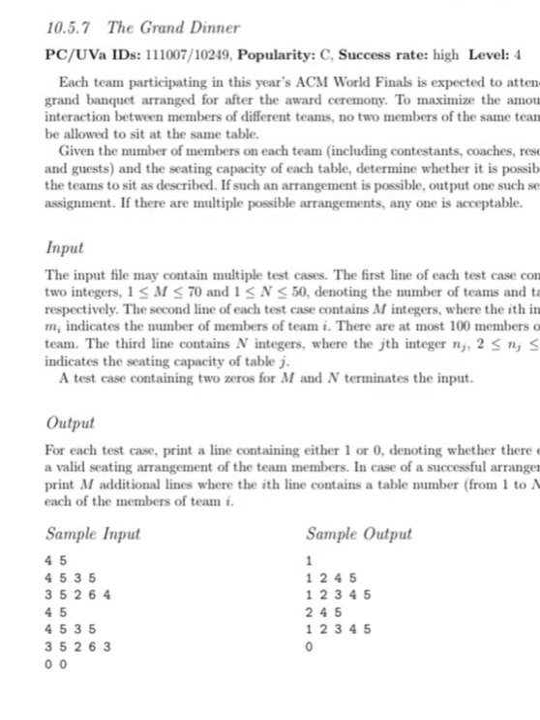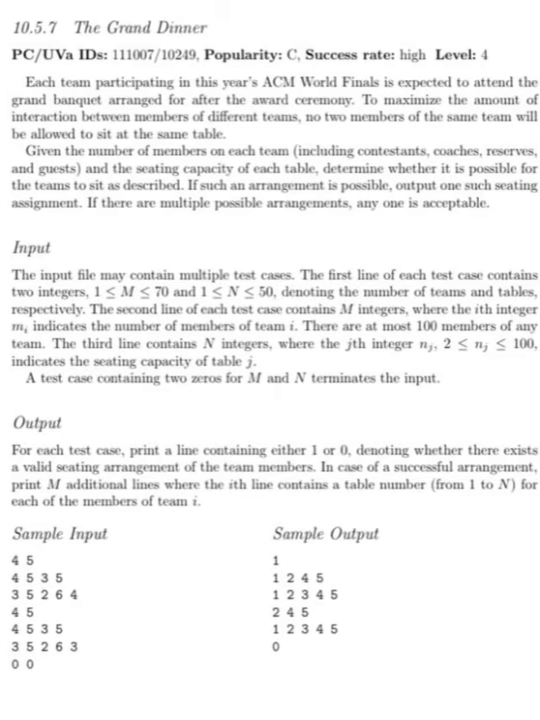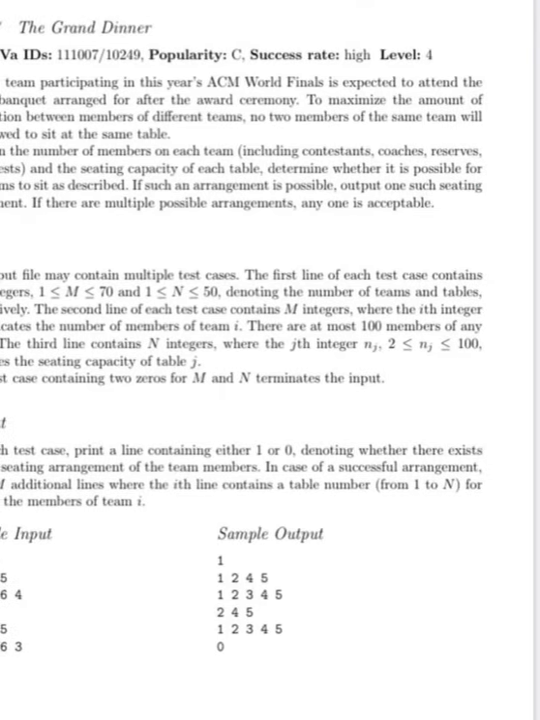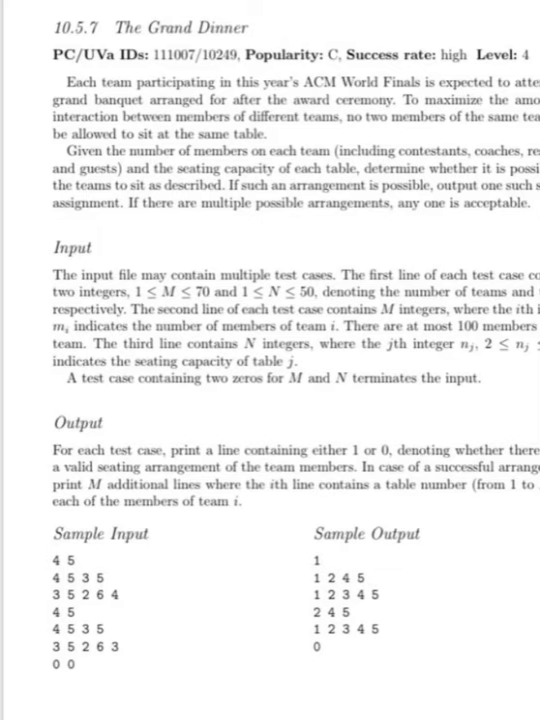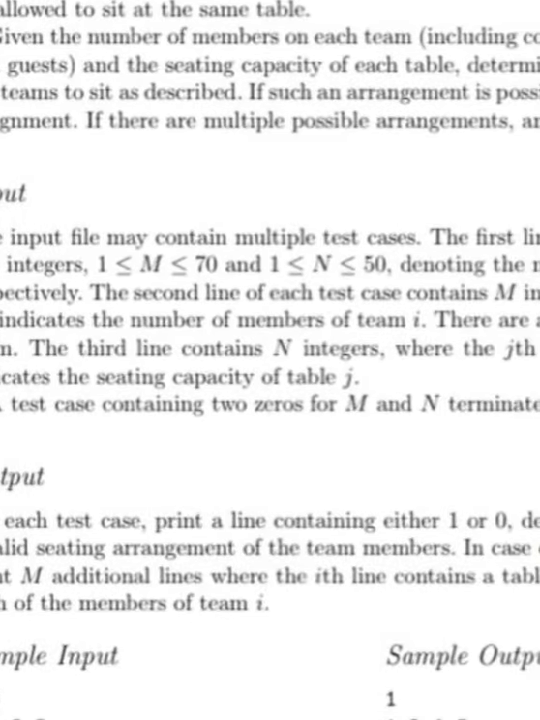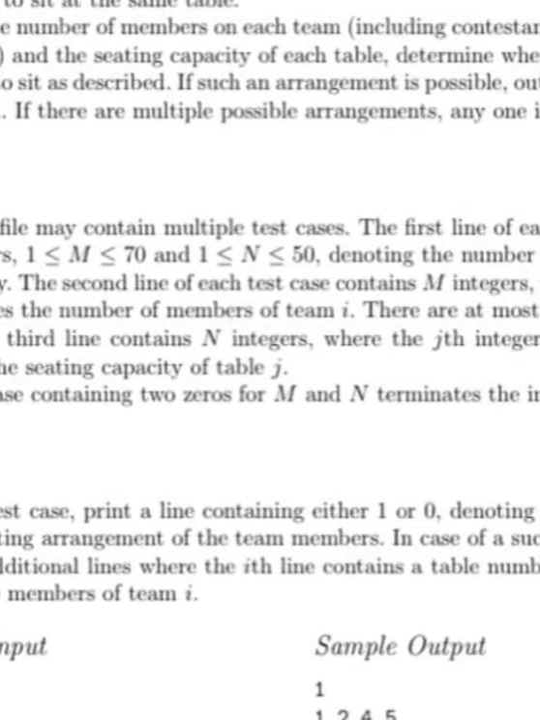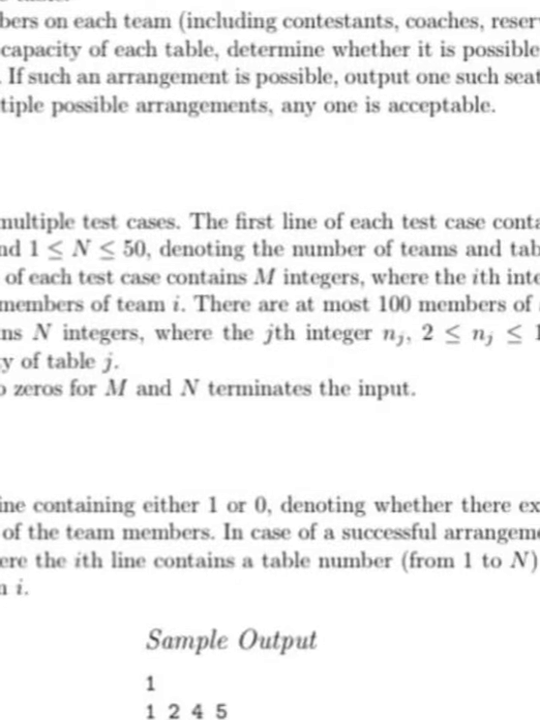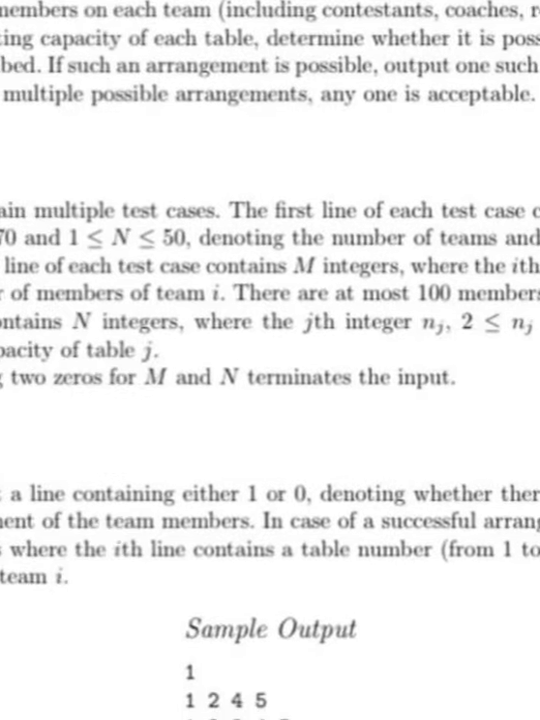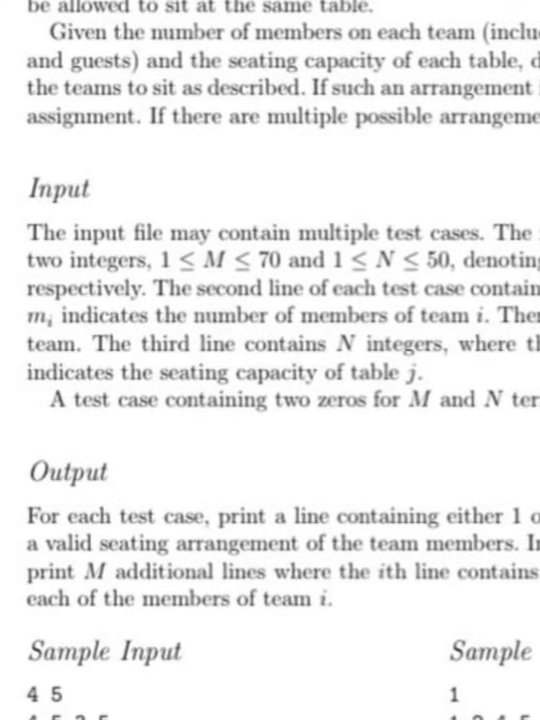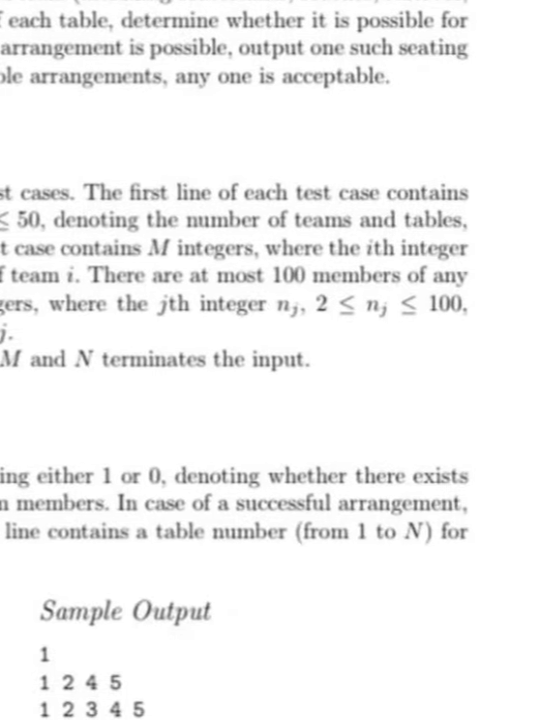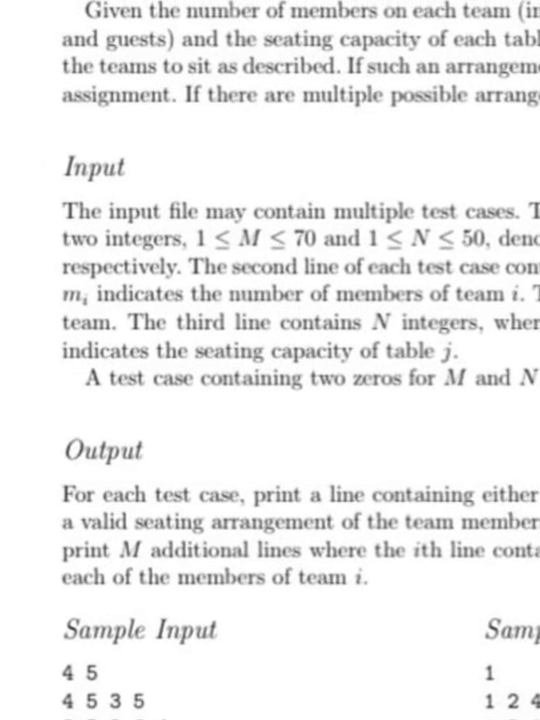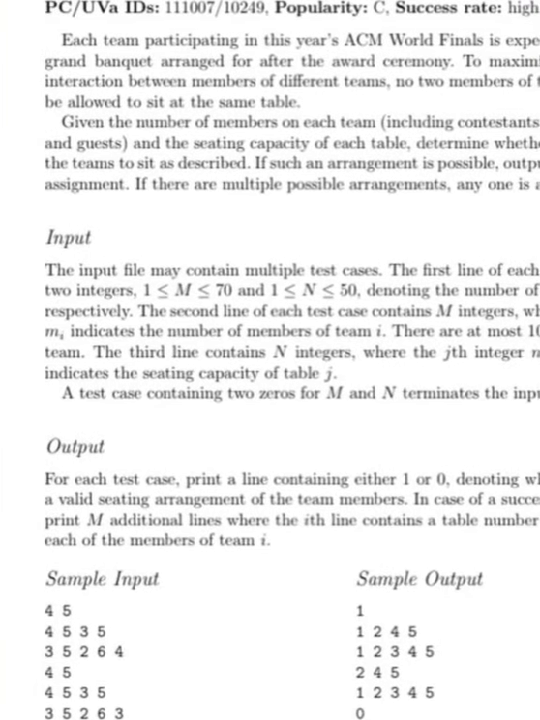The input file contains multiple test cases. The first line of each test case contains two integers, one is m and the other is n. So m will lie between 1 and 70 and n will lie between 1 and 50. m will indicate the number of teams and n will indicate the number of tables.